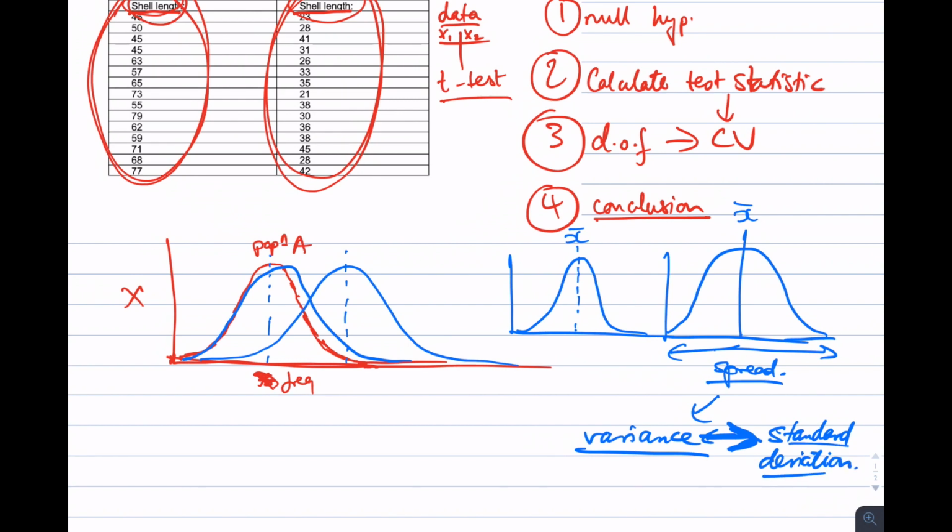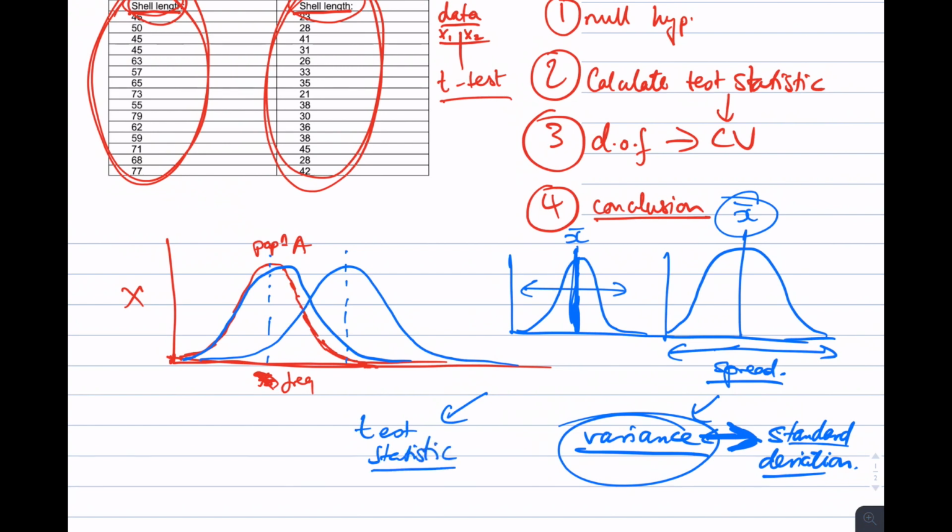So I hope, in basic terms, the average is telling us something about that population, and that's essentially where it is on this x-axis. But the variance is also telling us about that population because it's telling us how spread out that population is. And both the variance and the average have a part to play in calculating our test statistic.